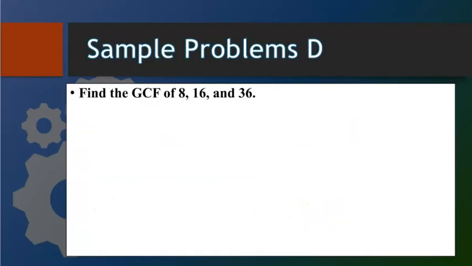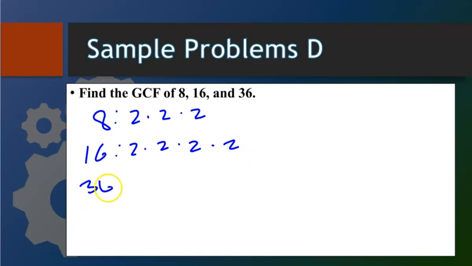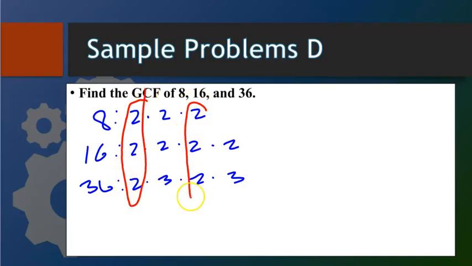Next, find the greatest common factor of 8, 16, and 36. Here, if we did the prime numbers, so 8 would just be 2 times 2 times 2. 16 is 2 times 2 times 2 times 2, and 36 is 2 times 3 times 2 times 3. So now if I circle what they have in common, all three of them have this 2, and all three of them have this 2. So that'd be 2 times 2, which will give us 4. So the greatest common factor amongst all of them would be 4.